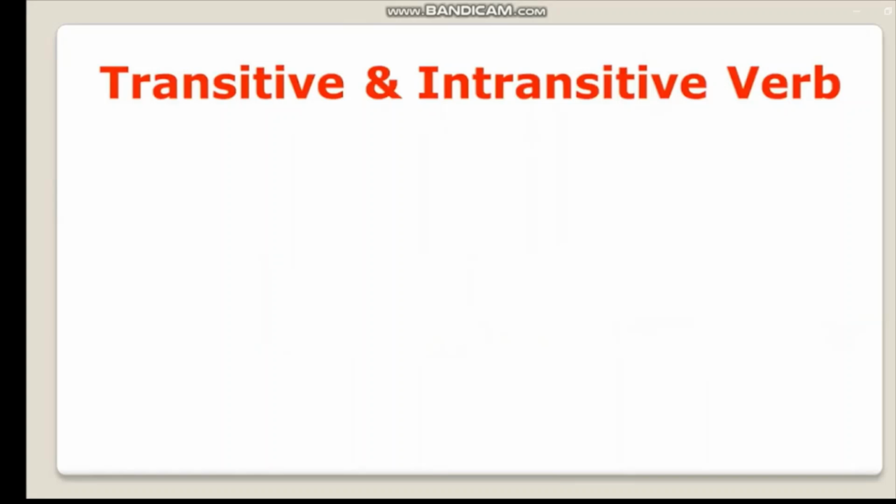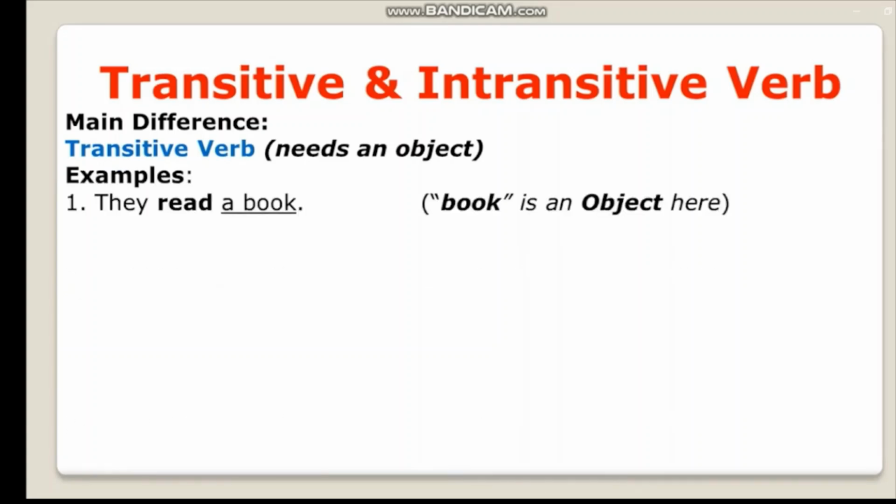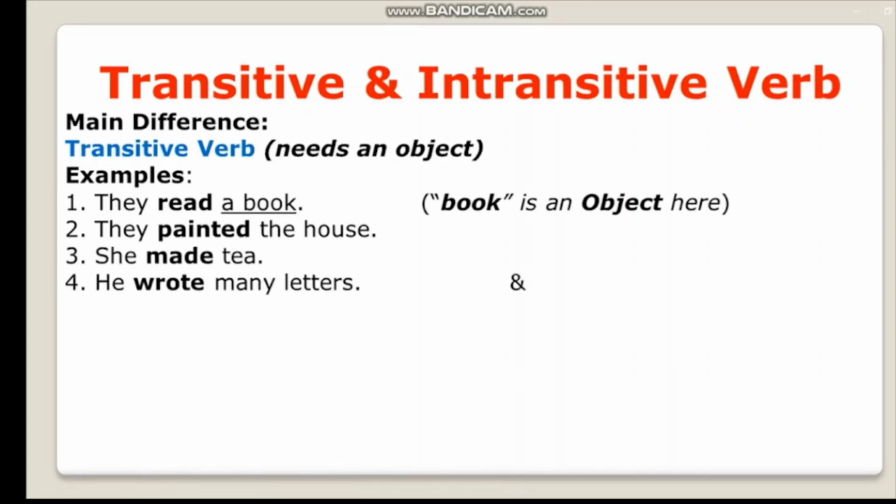ट्रांजिटिव एंड इंट्रांजिटिव वर्ब, दोनों में बुनियादी फर्क जो है उसको हम देखेंगे। ट्रांजिटिव वर्ब needs an object. For example, they read a book. A book is object over here. They painted the house. The house is object. She made tea. He wrote many letters.